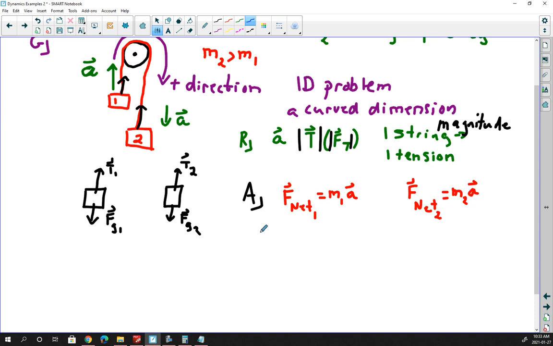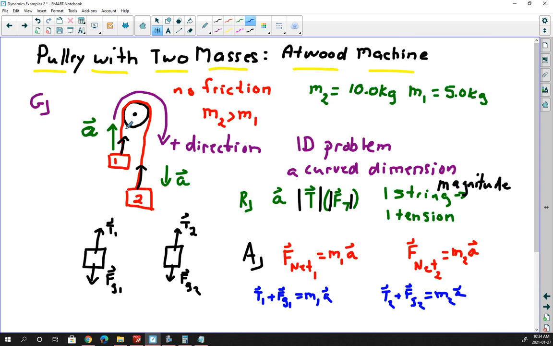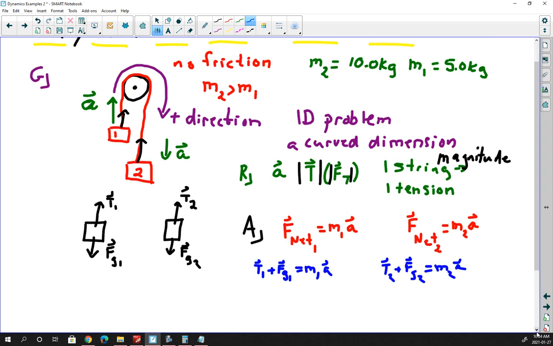So here you would have tension 1 plus force of gravity on the first object is equal to mass of the first object times acceleration. Tension 2 plus force of gravity 2 is equal to the second mass times that common acceleration. Excuse me. Now we have to keep this diagram in mind while we're doing all of this.